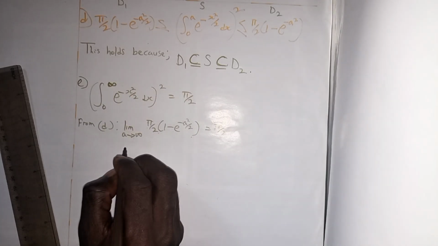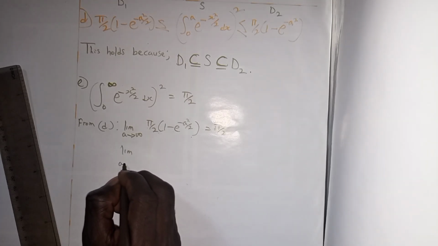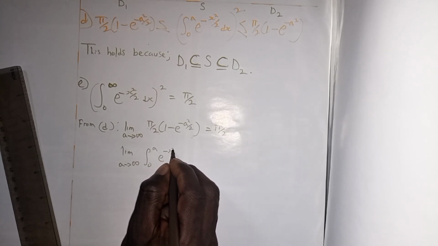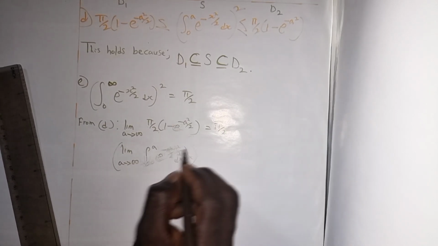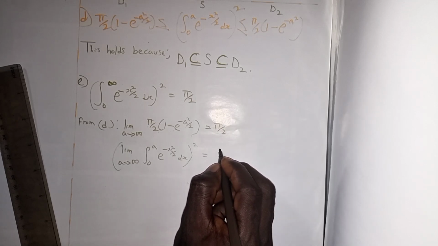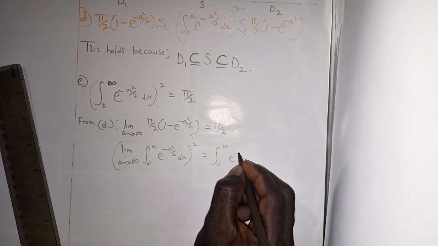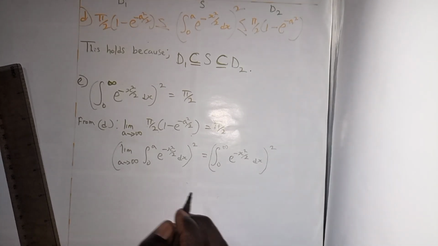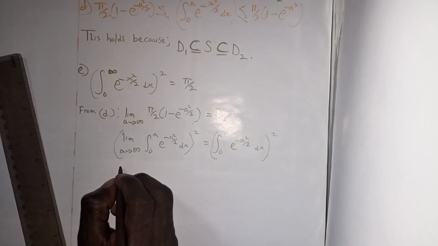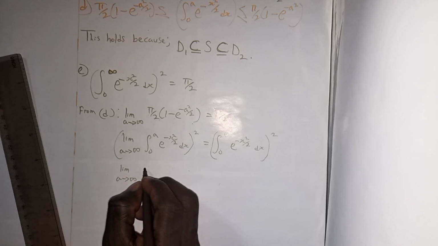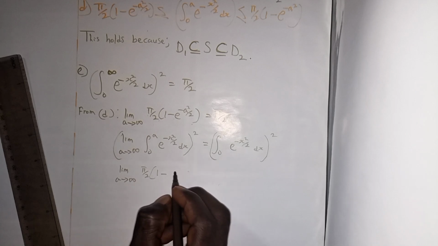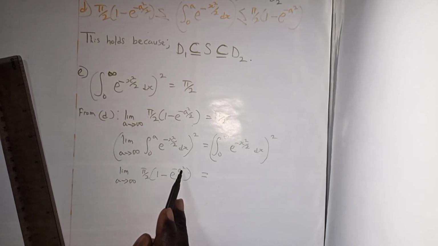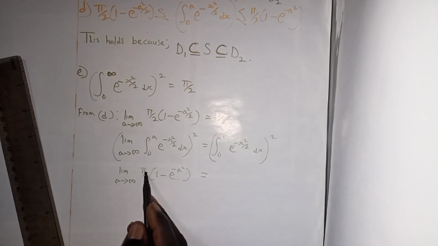Then for the integral itself, from our D, you can put everything in square. This will give us infinity. Put everything in square as well. Then for the D2 region, infinity, pi over 2 times (1 minus e to the negative a square over 2). Same thing as a tends to infinity, the exponential as a tends to infinity will give us 0, 1 minus 0, which is 1, pi over 2.